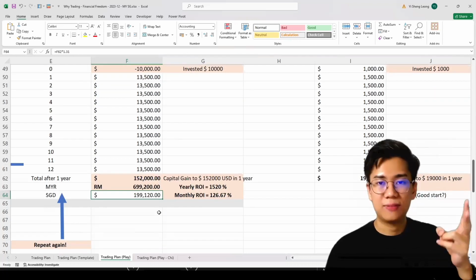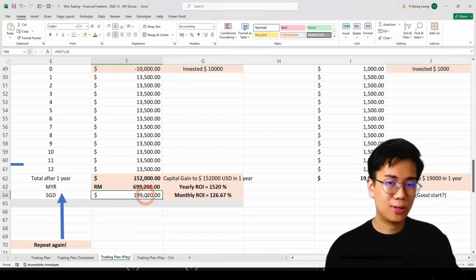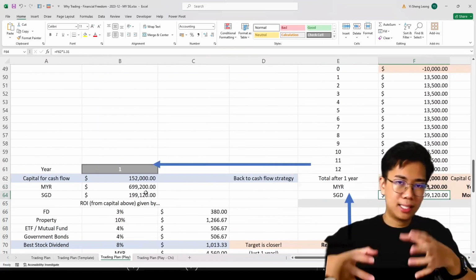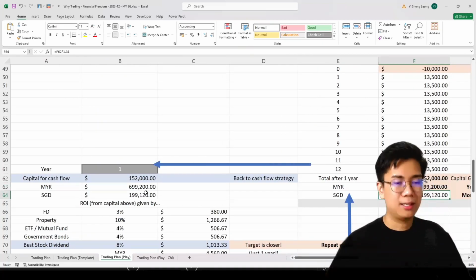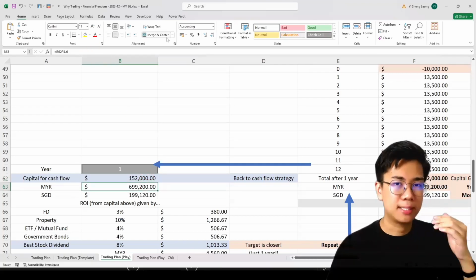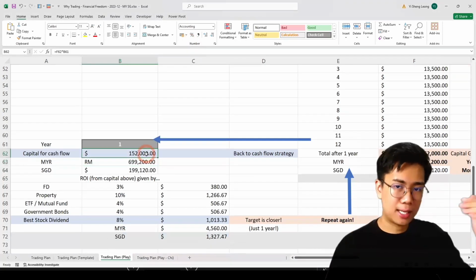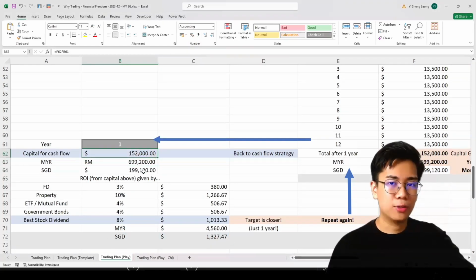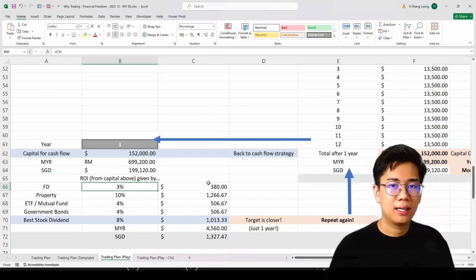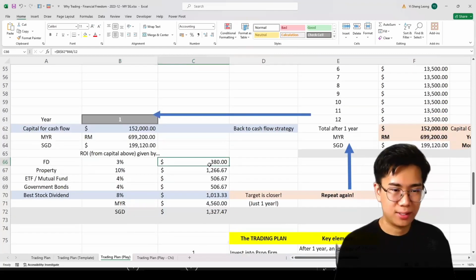And not yet finished, 700,000 and 199 Singapore dollars. What do you do? You take this lump sum of cash, then you start to invest into places that can give you capital as cash flow. If you put this money into a fixed deposit, the easiest thing you can do in the market, you can get $380 as free cash flow.